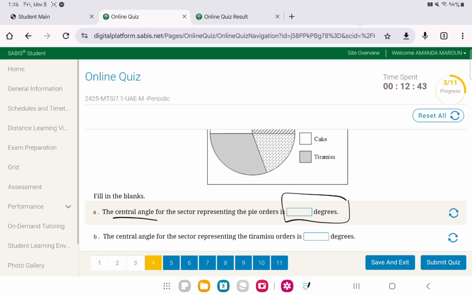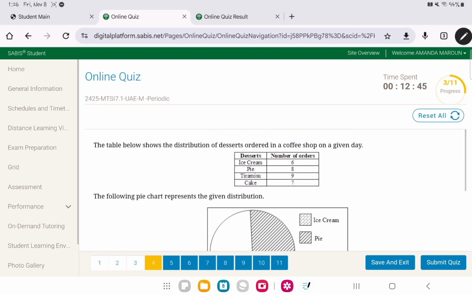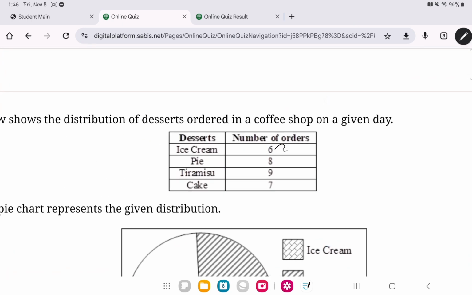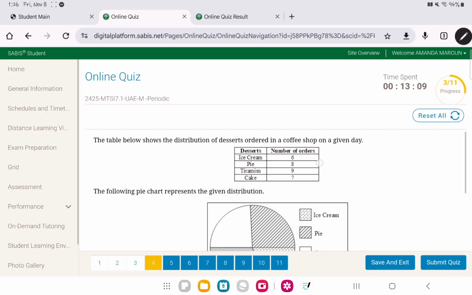So let's see. They need first the pie orders. For pie orders, we have 8 out of the total, which was 30. Then we multiply it by the total angle in a circle, which is 360. So 8 over 30 times 360, you are going to get 96. So for the first one, our answer is then 96.